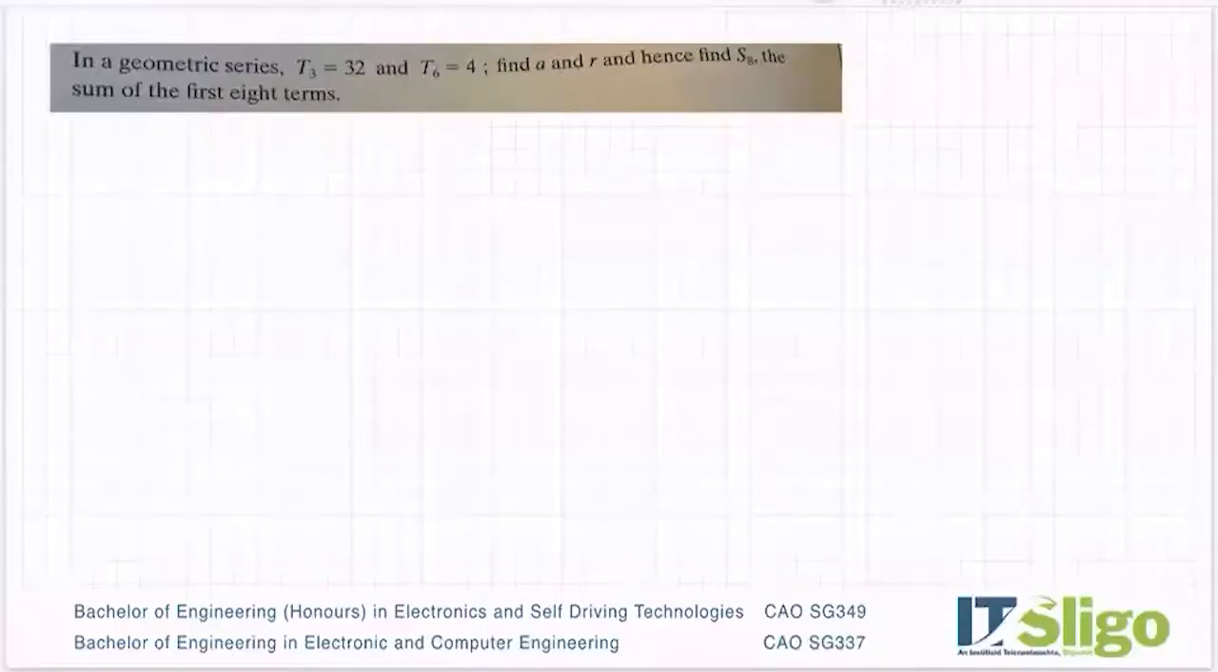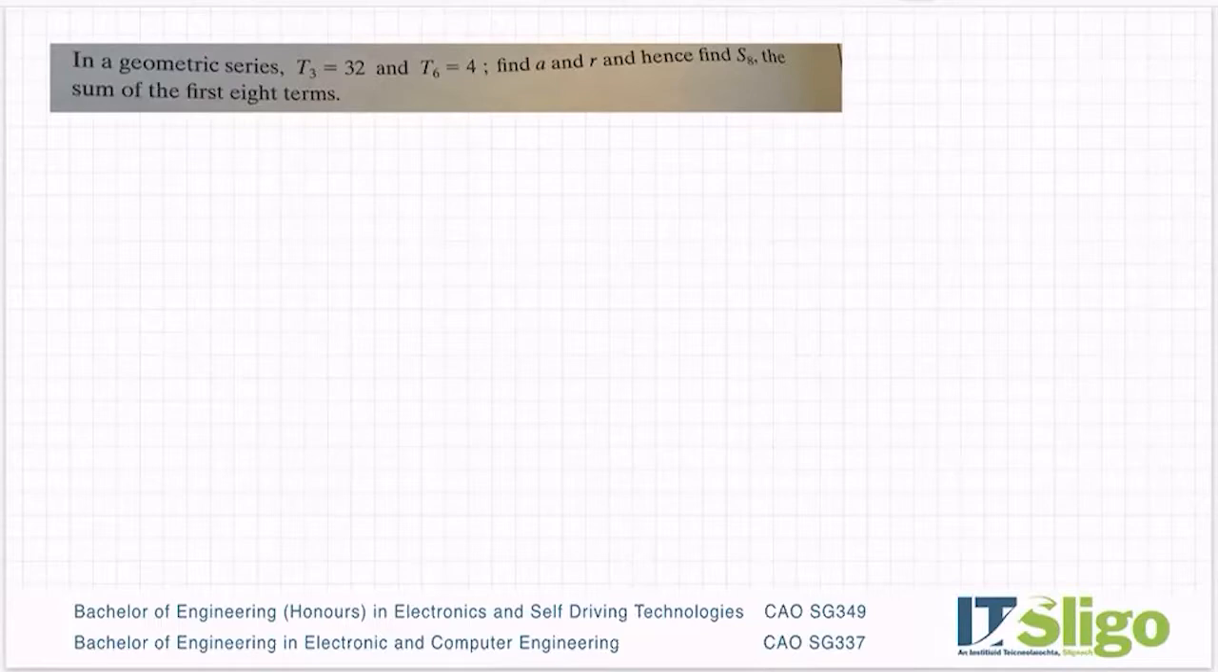In a geometric series, T3 is 32 and T6 is 4. Find A and R, and hence find S8, the sum of the first 8 terms. Okay, so in this one, there's two ways you can start it off.